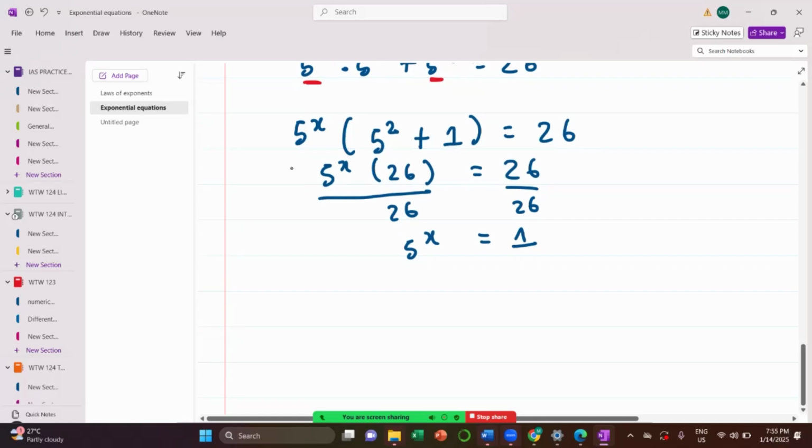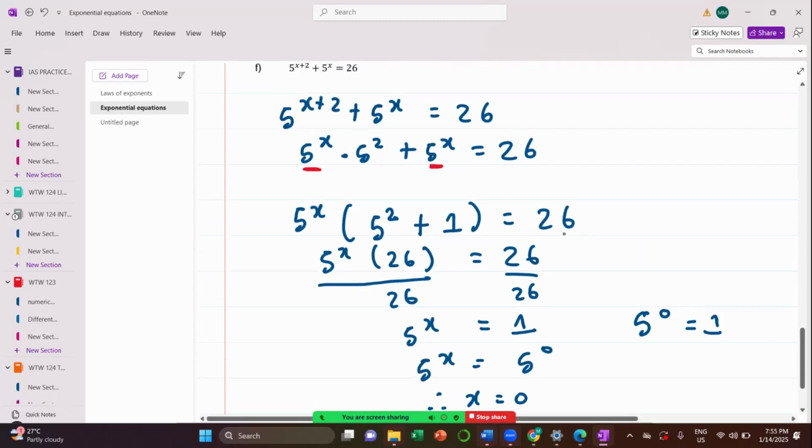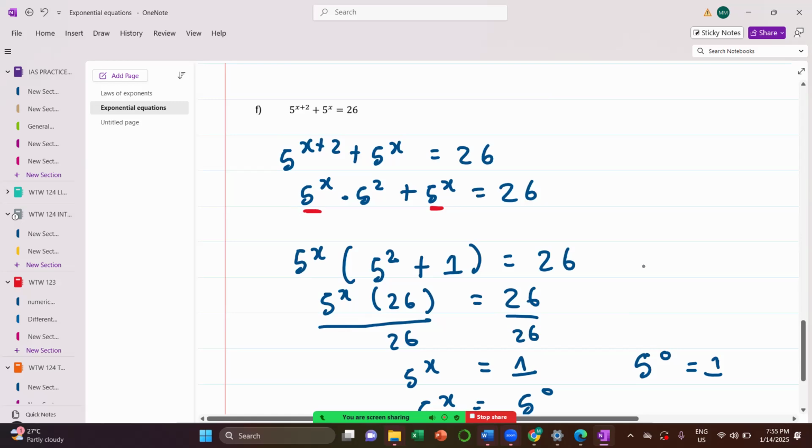Guys, I have 1 on the side. So how can I actually express 1 as a base of 5? Remember that 5 to the exponent of 0 is equal to how much? To 1. So here I can just say 5 to the exponent of x is just equal to 5 to the exponent of 0. Therefore, x is equal to 0, because any number raised to the exponent of 0 is always equal to 1. Is that okay? Yes, sir. Okay.